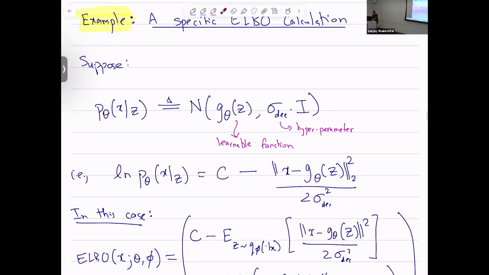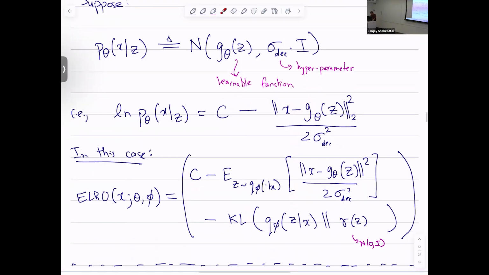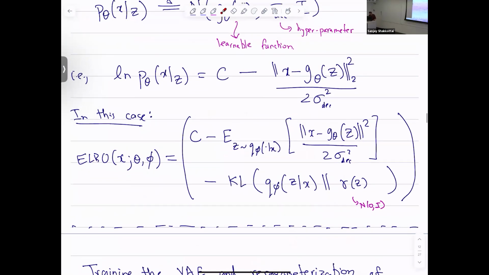Then log p theta, because this is a Gaussian, is some normalizing constant minus, so this is a function, z is given here, x minus g of z whole squared divided by 2 sigma squared. That's how the log of this is written. In this case, the ELBO can be written explicitly in this form. The first term just becomes the square loss difference. So this also goes back to what Jacob was saying. I think this is what you are alluding to, maybe.